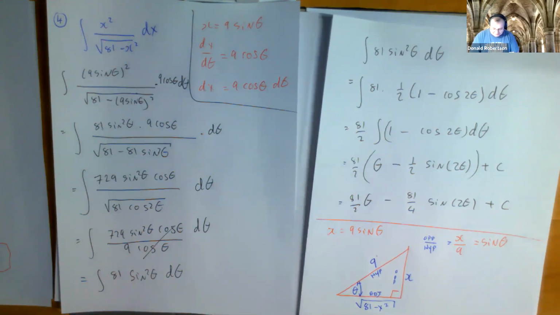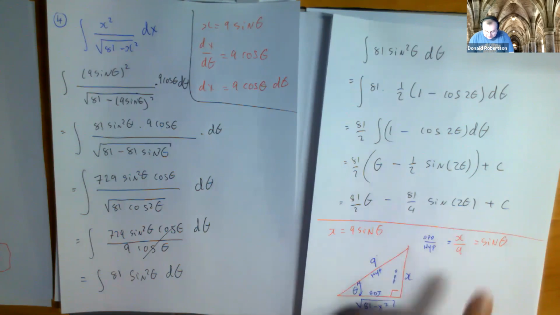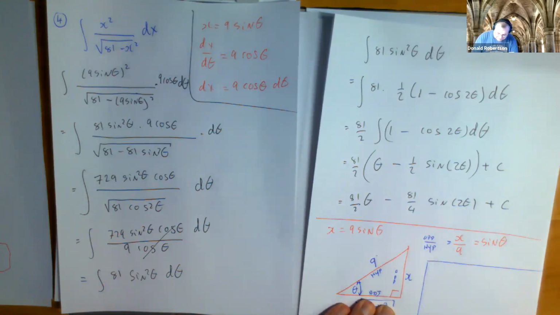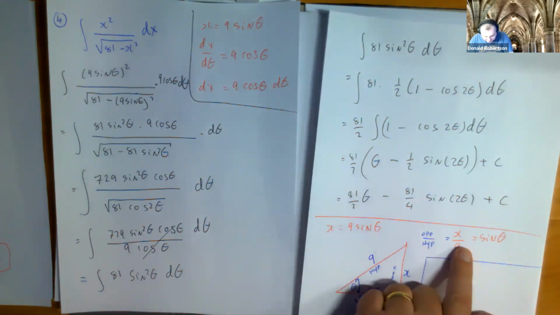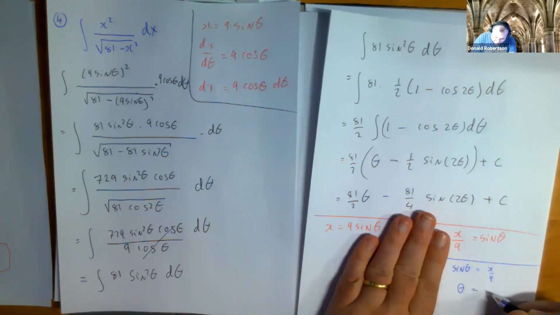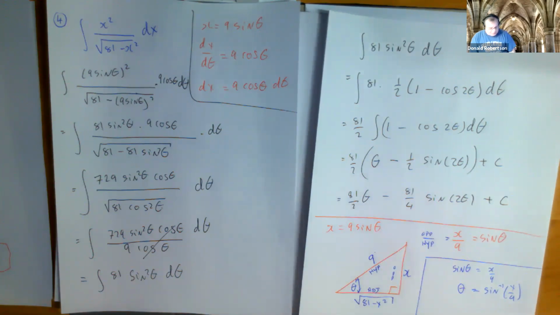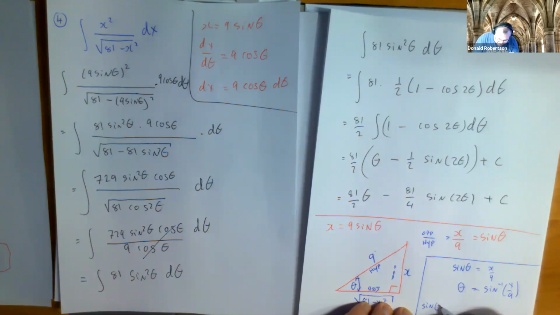So far, so good. Now, what do I need to know the answer to? I need to know what theta is, and I need to know what the sine of 2 theta is. So I'll put a little box around this guy. I need to know what theta is in terms of x, and I'm going to use this guy here. If the sine of theta is x over 9, then won't theta be the inverse sine of x over 9? And I also need to know what the sine of 2 theta is in terms of x.